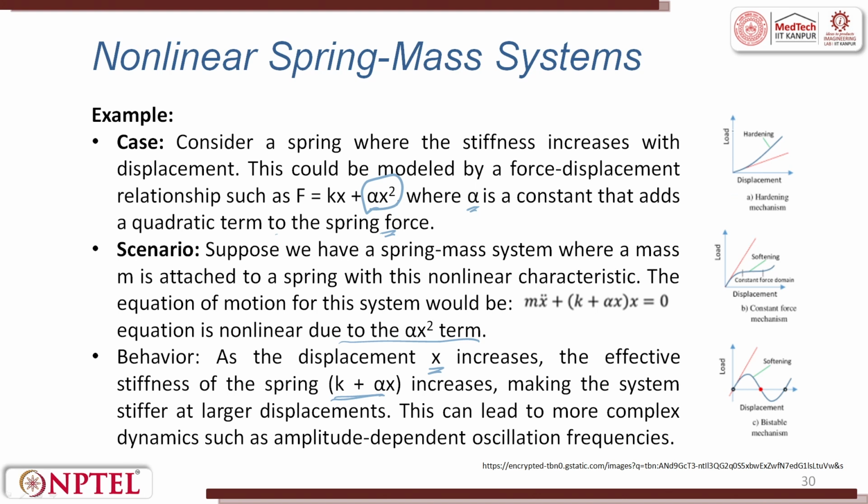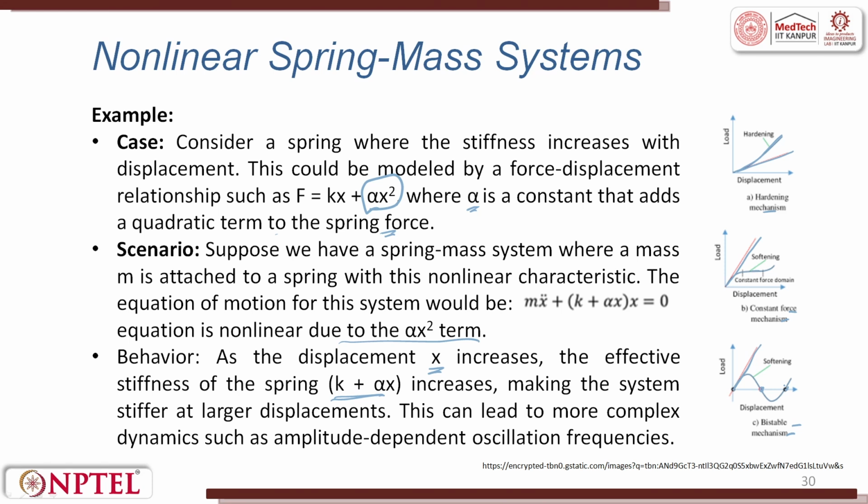So, you can see here, this is the load versus displacement. This is the spring constant. This happens due to a phenomenon called hardening, and this is the linear form. This is something called softening. So, here you have the constant force domain. This is the hardening mechanism. This is the constant force domain. This is the bistable domain. So, you have this, and you have a softening one. So, you have one system and another system. The bistable mechanism is used.